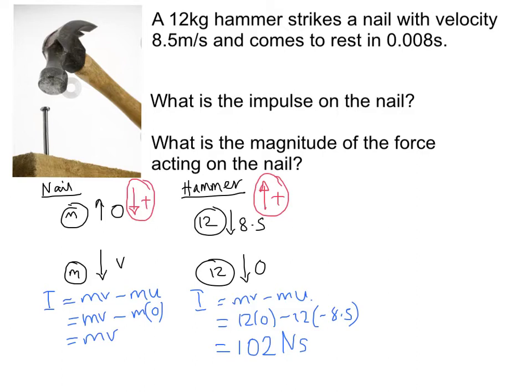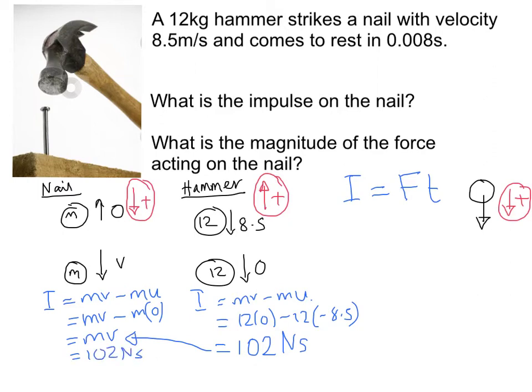As for the magnitude of the force acting on the nail, well, we can use what we know about impulse being force times time. So the impulse on the nail is the force acting on the nail multiplied by the time that the force acts on the nail. And we have to be really careful which direction we're going in here. If I'm the nail, here's me as a nail, then I feel the force going in that direction. So I'm going to take this direction to be positive. Now if I'm the nail, don't forget we now know that this is actually 102 Newton seconds downwards. So if this is positive, this is 102 Newton seconds in this direction when I'm the nail.